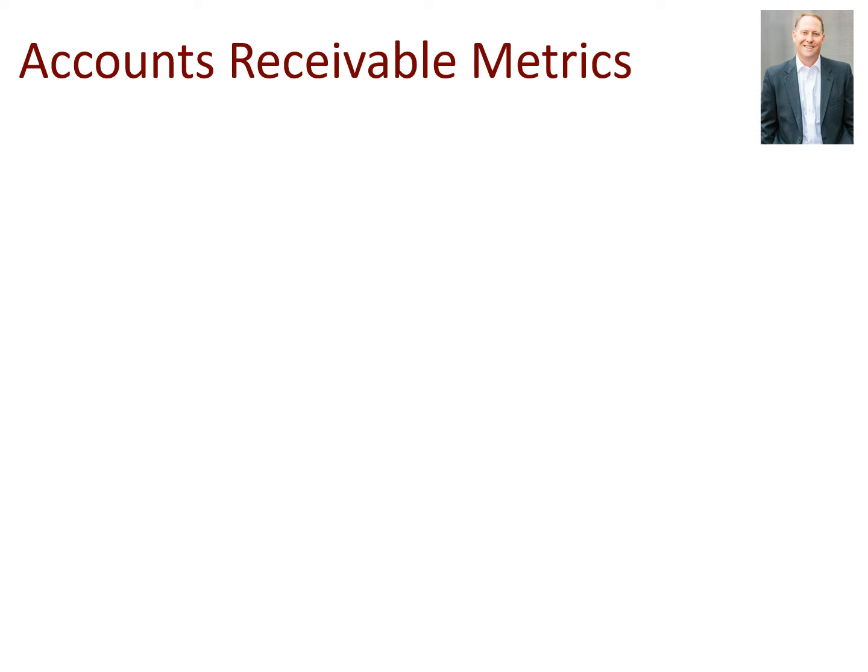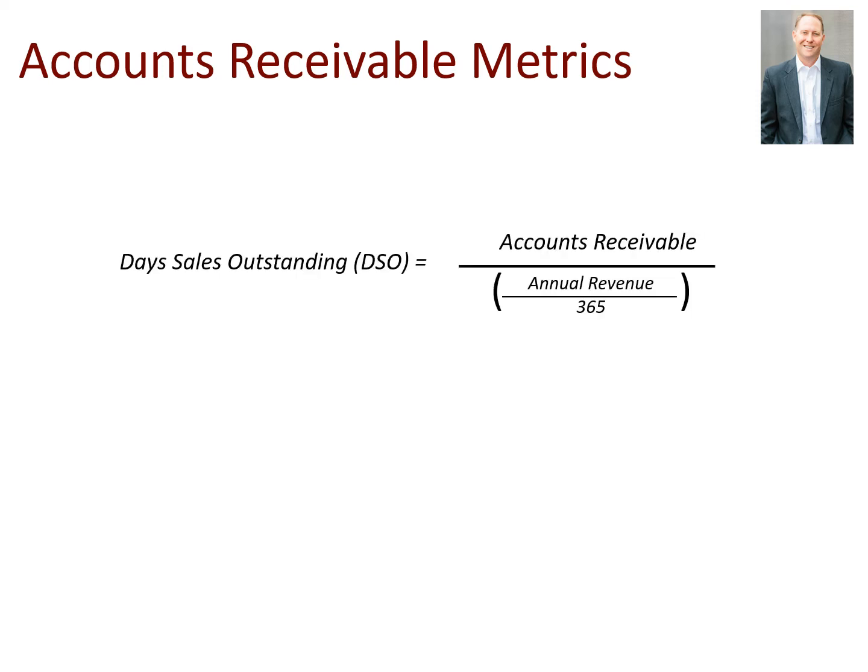The first metric we'll look at is Days Sales Outstanding, or DSO. The way we'll calculate that, we'll talk about the denominator first. We're going to take our annual revenue and divide that by 365. When we do that, we'll come up with an average amount that we sell every day of the year. You might not be open 7 days a week, probably not open on holidays, but on average, how much do we sell every day of the year?